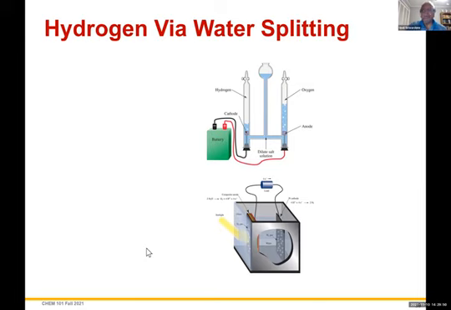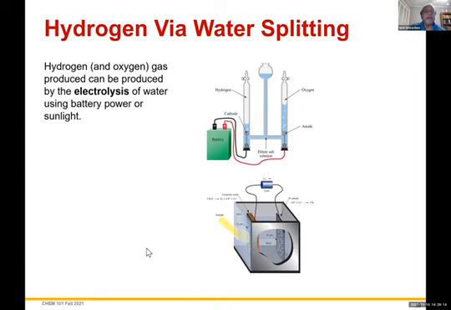They're still working on it. It's about 20% efficient at converting sunlight into hydrogen. Hydrogen and oxygen gas can be obtained by electrolysis of water using battery power or sunlight. These are the two choices to obtain hydrogen from splitting. Right now, there's not much promise with hydrogen production by that technology.